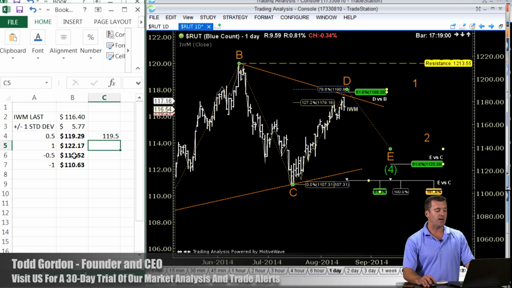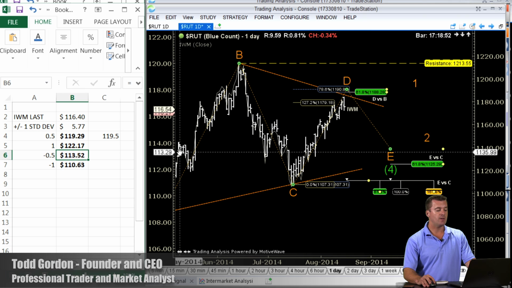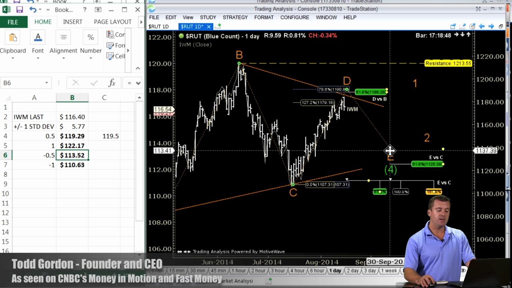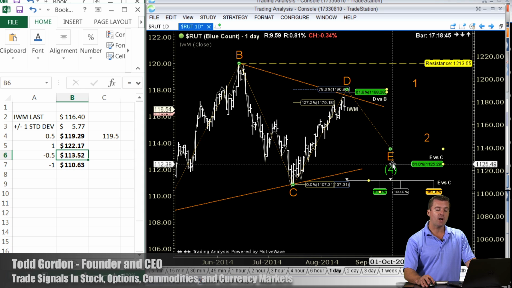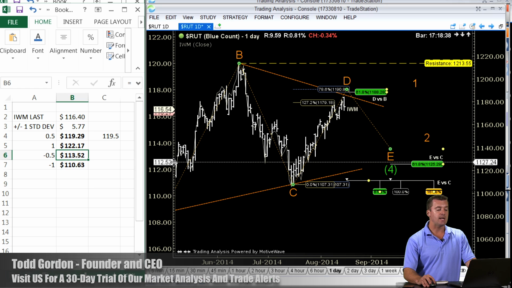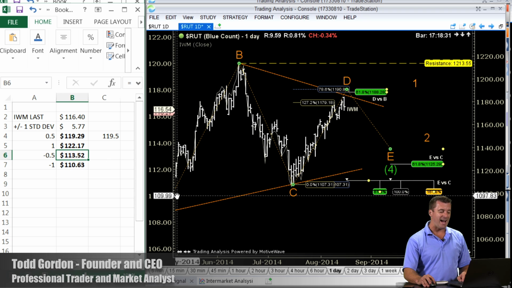On the downside, the minus 1/2 standard deviation is at 113.52, and I'm looking over here at the left scale, and that's right about here. A little bit above the ideal stopping point, which is 1125 in the underlying, or 112.40, 112.50 over here in the IWM. So that's interesting. The minus 1 standard deviation is all the way down here at 110. I don't think the market is going to get down to 110 before October expiration.